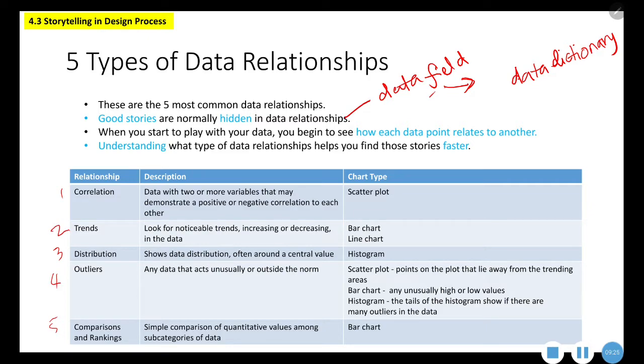And then the second one is a trends relationship. You will look for noticeable trends, whether increasing or decreasing, in the data. You can use a bar chart or line chart.